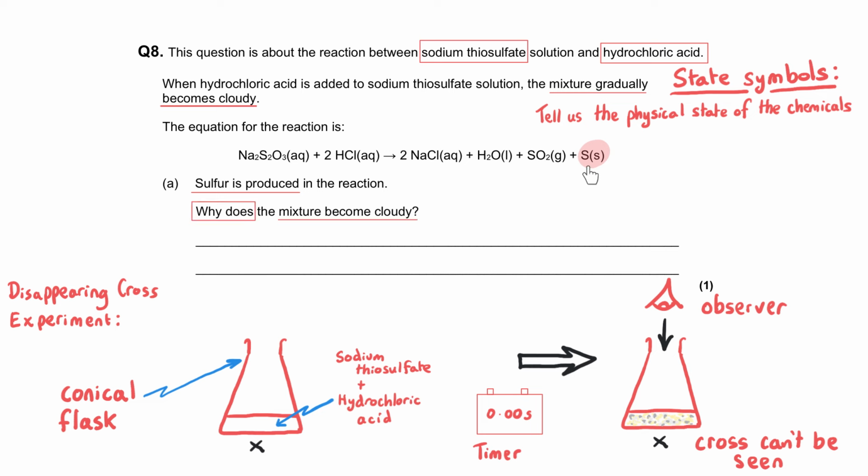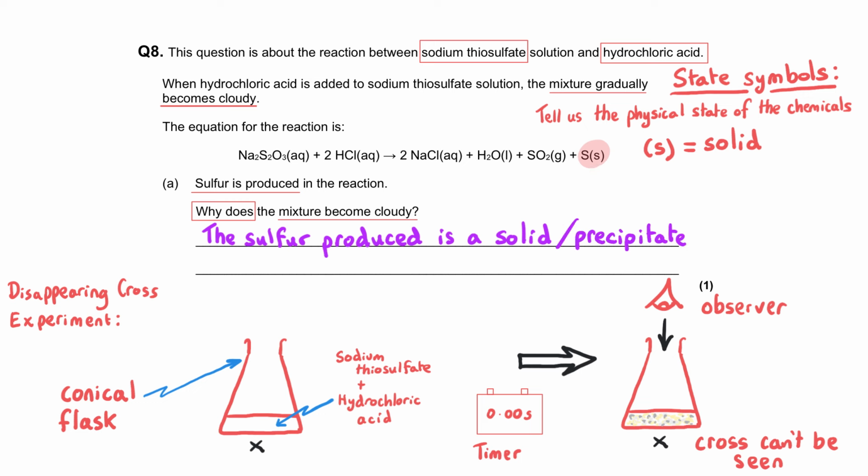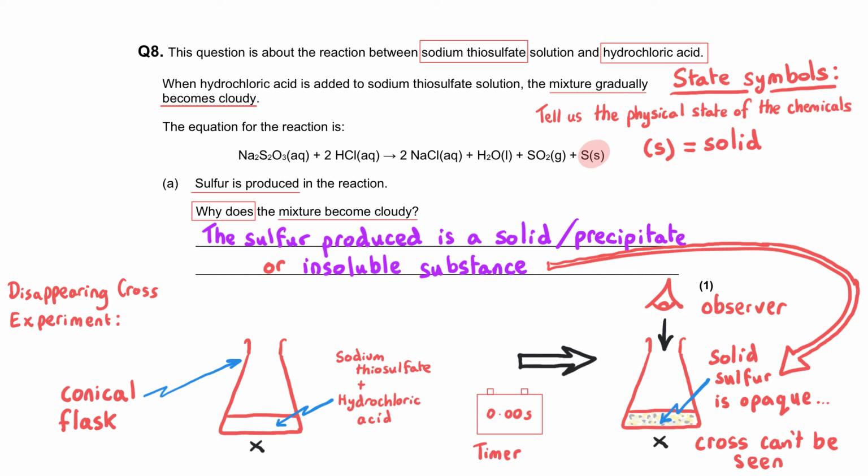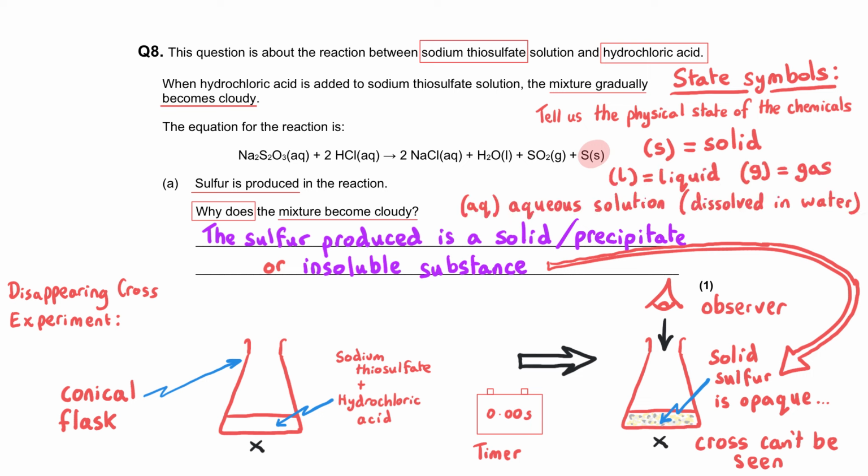Well, they've told us about the sulfur, and sulfur has got a little S in brackets after it. These are the state symbols for all of the chemicals in the reaction, and the state symbol S means solid. And so that means that the sulfur has been produced as a solid or as a precipitate or insoluble substance. And it's actually the presence of that creamy coloured sulfur that obscures the cross from underneath the container because the sulfur is opaque and we can't see through it. The other state symbols, by the way, liquid water, sulfur dioxide is a gas, and then the other three chemicals are aqueous, which means they are dissolved in water.